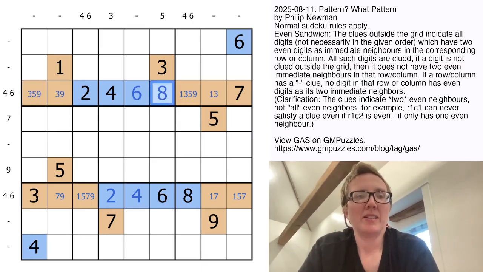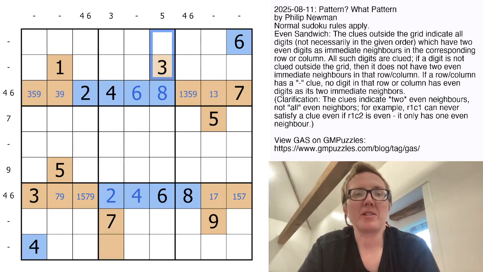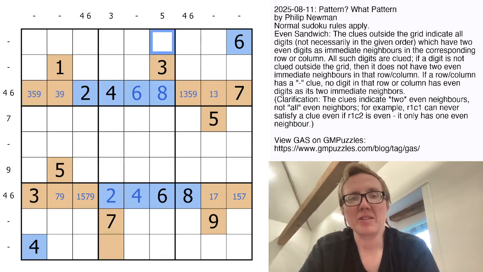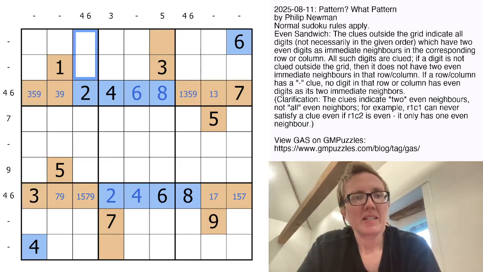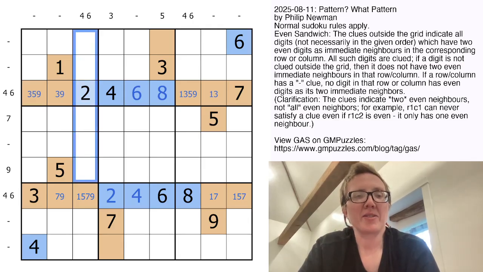Cool. All right. So here I know the only sandwich is 3, so 7 can't be sandwiched, so that can't be even. So that's going to be odd. Here I know the only sandwich is 5, so 3 can't be sandwiched, so that can't be even. So that's going to be odd. Here I have 4 and 6 as our sandwiched digits.